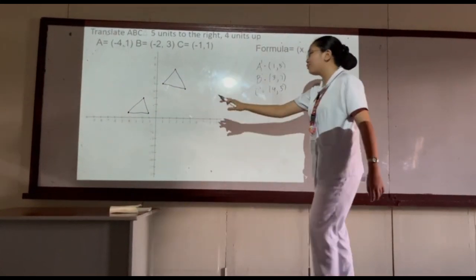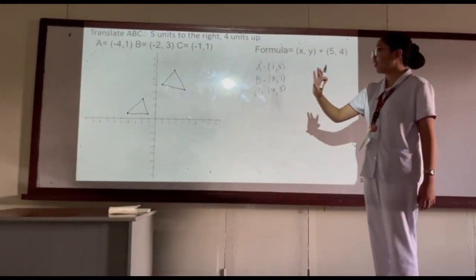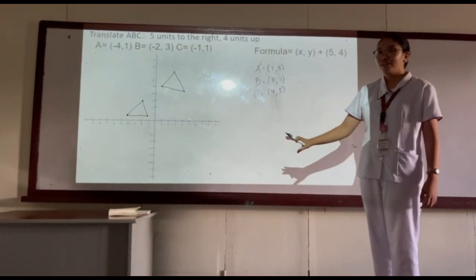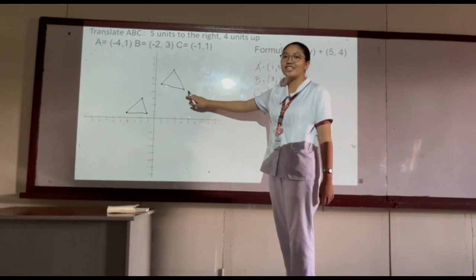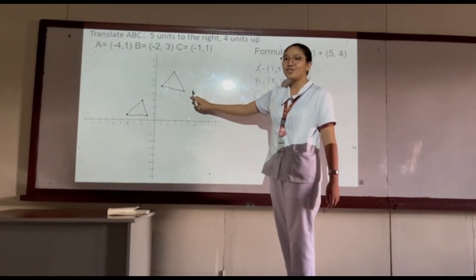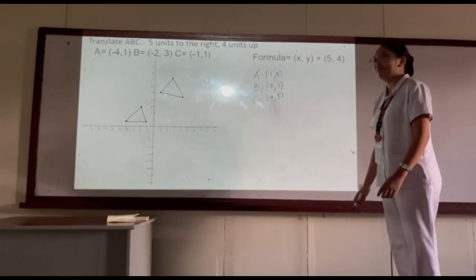So now that we translated our object, it moved distances. So this new translation is now called the image. That's for the first example.